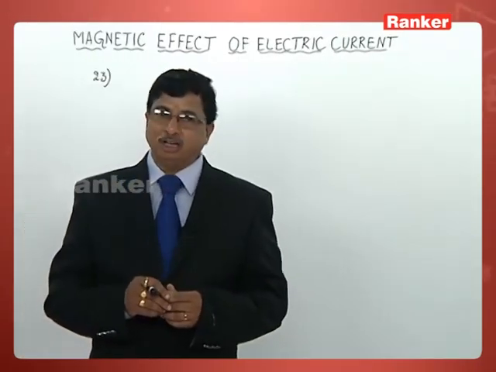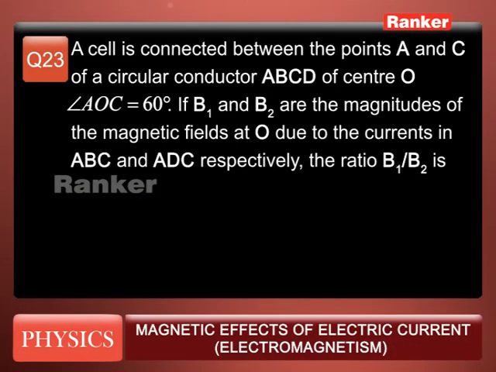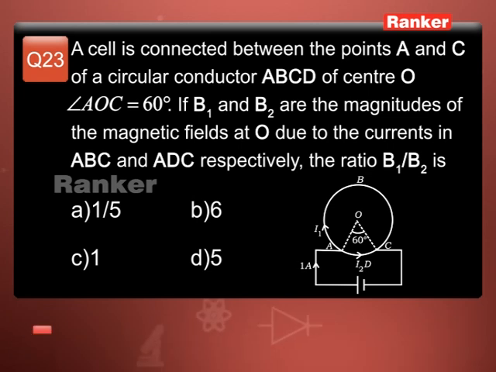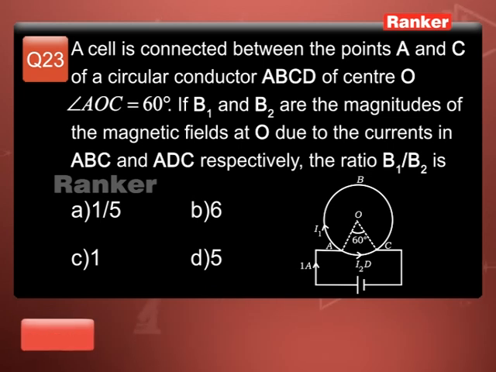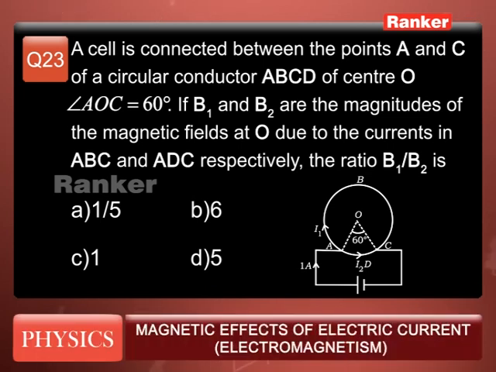Problem number 23 now. A cell is connected between the points A and C of a circular conductor ABCD of center O. Angle AOC is equal to 60 degrees. If B1 and B2 are the magnitudes of the magnetic fields at O due to the currents in ABC and ADC respectively, the ratio B1 by B2 is how much?